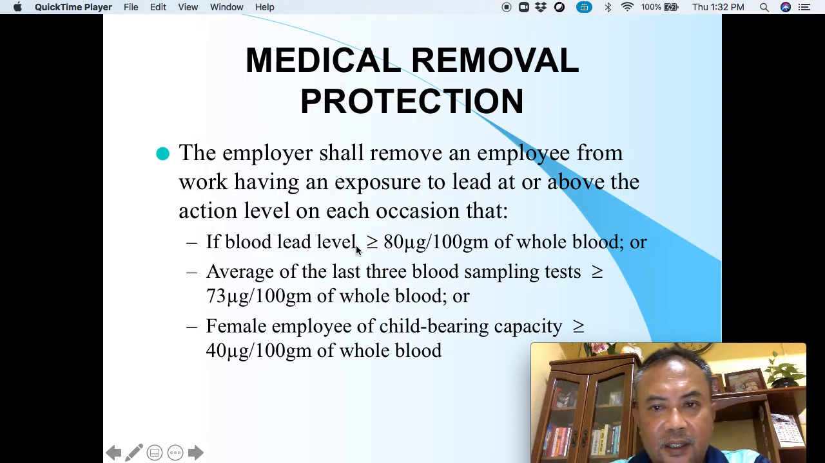Dia tak boleh bagi employee itu bekerja di situ if dia punya blood level, lead level more than 80 microgram per 100 gram, or average of the last 3 blood sample test 73 microgram per 100. Dia buat test 3 kali, average dia more than 73, tak boleh. Then female employee of childbearing capacity more than 40 microgram per 100 gram. Female employee yang anak dara ni, childbearing capacity, dia 40 microgram per 100 gram, dia tak boleh bekerja dekat situ.